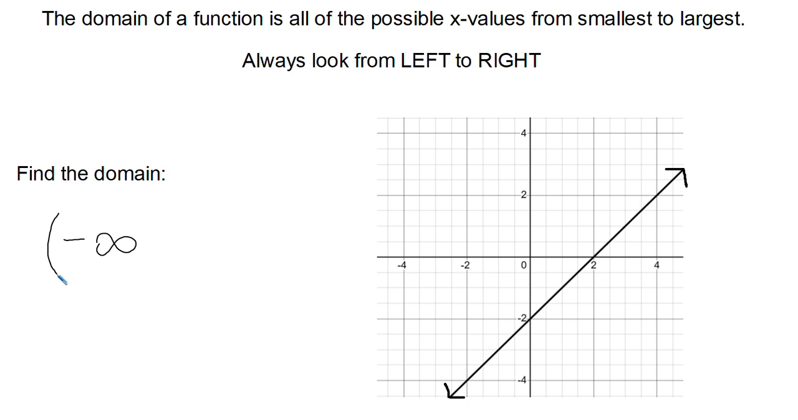Then, as we look along the line that's drawn, there are no gaps, there's no breaks in the line, nothing that we would call a discontinuity, right? Nowhere where it stops and then jumps somewhere else. It's just continuous all the way along this line. And then on the right-hand side of our graph, we have another arrow, which indicates that it goes forever to the right. Well, forever to the right means there's no largest x value, so it should just be negative infinity to infinity.